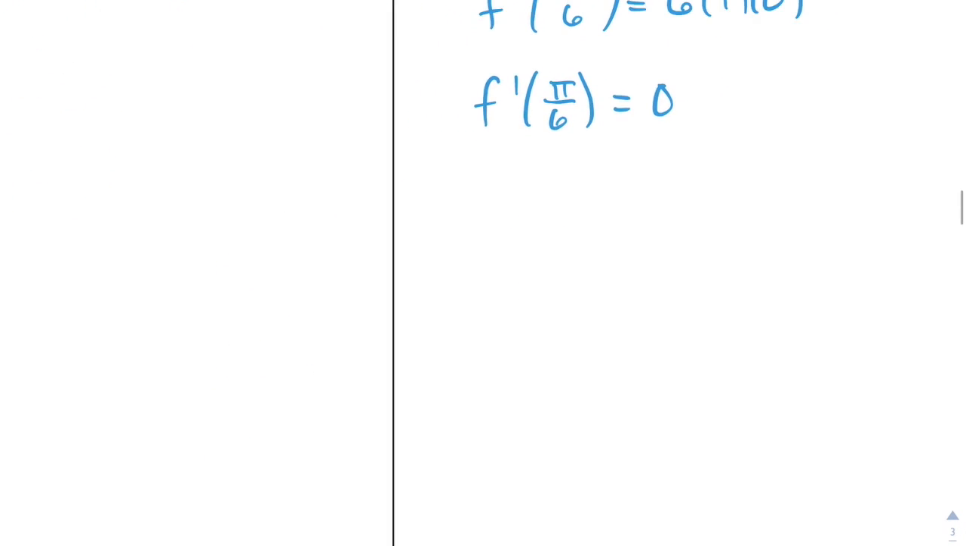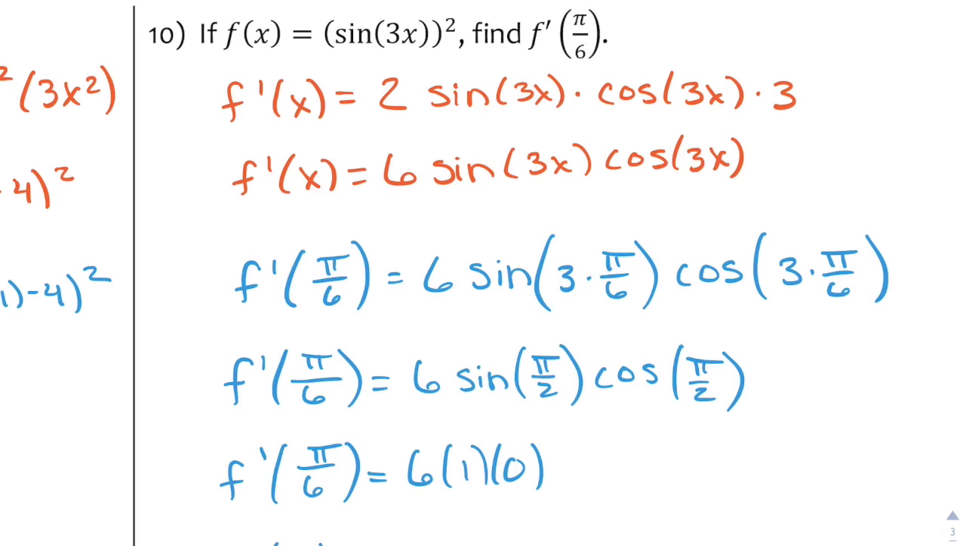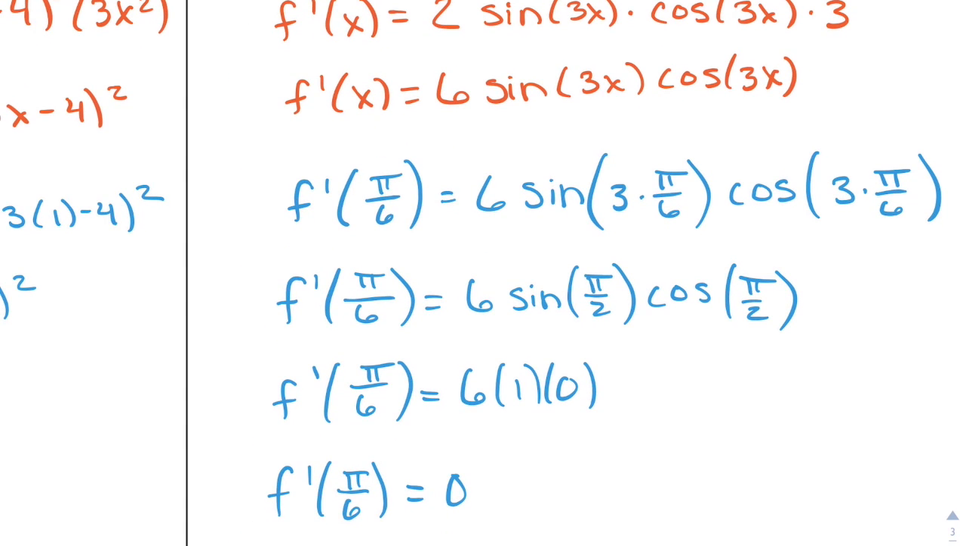All right. I can check all this work too. I can look at pi over 6 if I were to graph that, and you'll see a slope of 0 at that location.